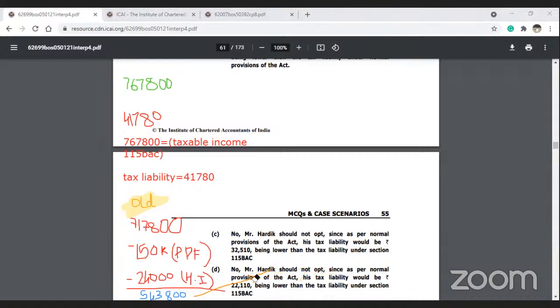2,1,1,2,2,1,1,0. Okay. Is it fine now? Yes. I think option D will be correct. Hardik should opt in as normal provision. His tax liability would be 2,2,1,1,0, being the lower of these. Okay. Yes. So D is correct.